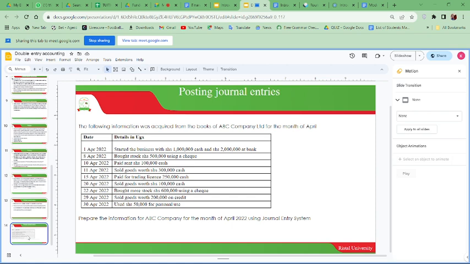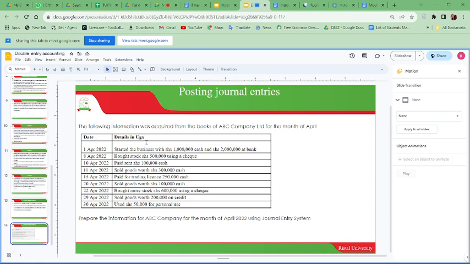So let's look at this example. Prepare the information for ABCD company for the month of April 2022 using the journal entry system. So the following information was acquired from the books of ABCD Limited for the month of April.